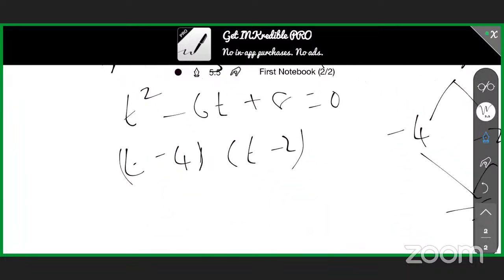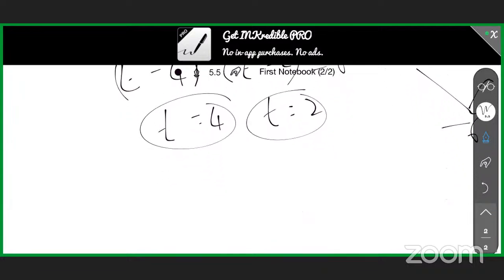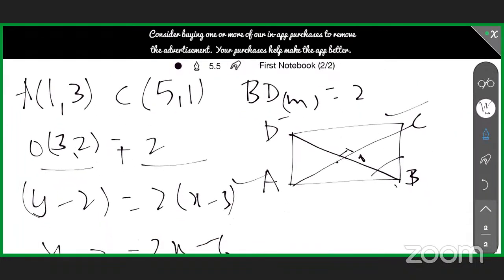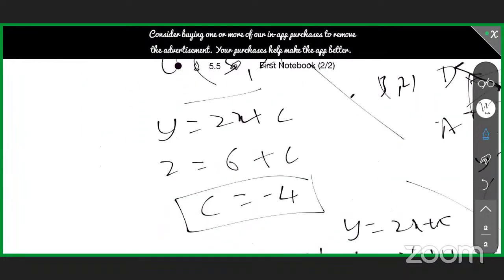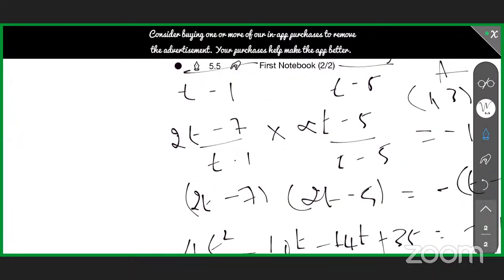t minus 4 is equal to 0, t minus 2 is equal to 0. Therefore, t is equal to 4, t is equal to 2. So, therefore, the vertices are (t, 2t plus c). Correct now? Yes, sir. Therefore, we know the value of c. What is the value of c? Minus 4.